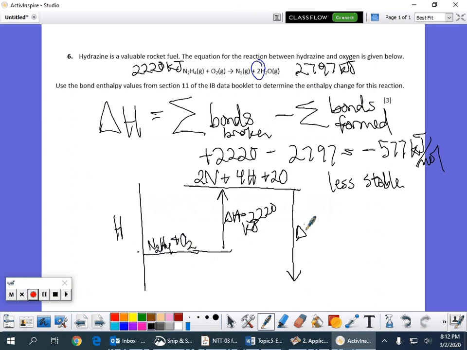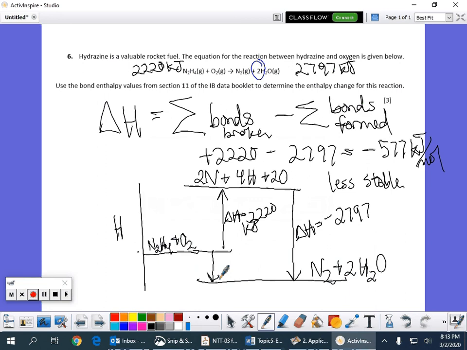And then when we form the new bonds, our delta H is now negative because we're going down, exothermic, negative 2797. So we're going down even further than where we started at to a lower level. And this is where our products live. So this is where we have our N2 plus our 2H2O. And the difference here is my overall delta H of the reaction, okay? So that is my negative 577.